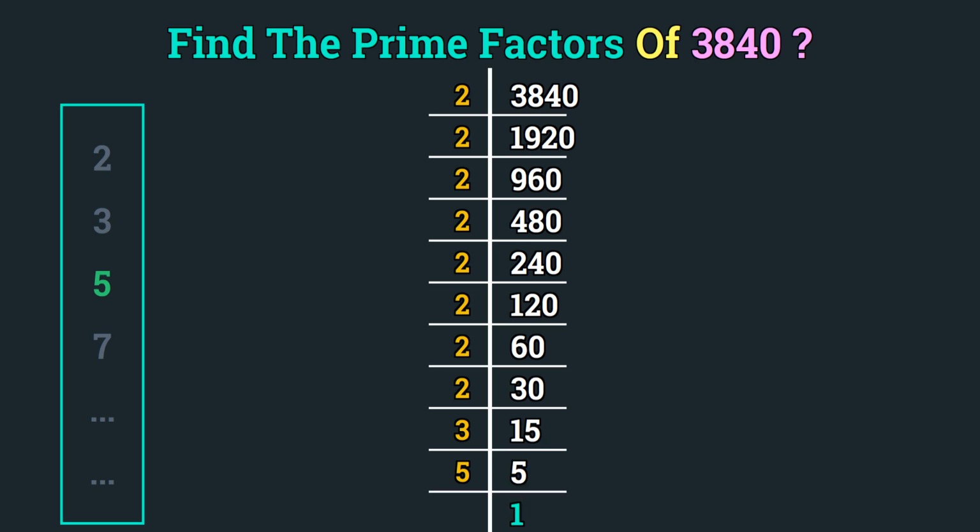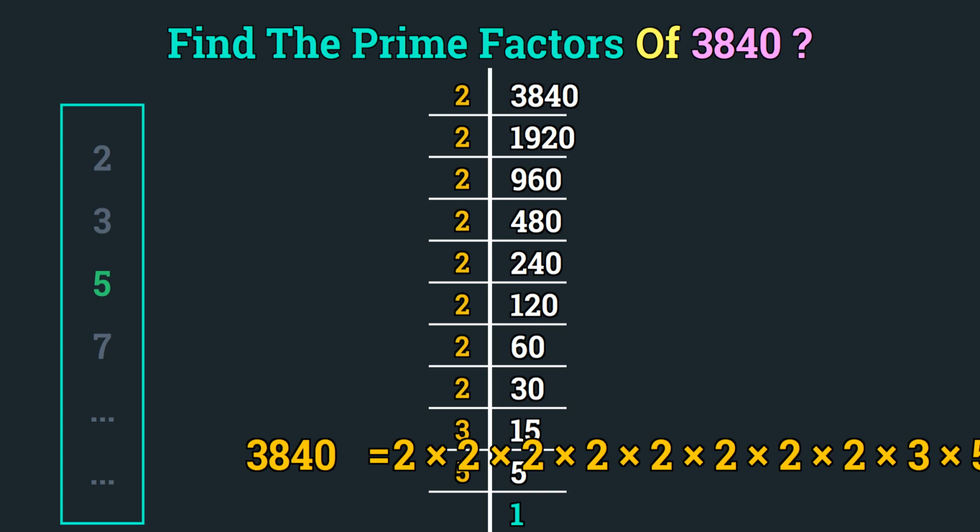And we are done. The prime factors for 3840 are 2 times 2 times 2 times 2 times 2 times 2 times 2 times 2 times 3 times 5, which can be written as 2 to the power 8 times 3 times 5. And these were the whole prime factors for this number.